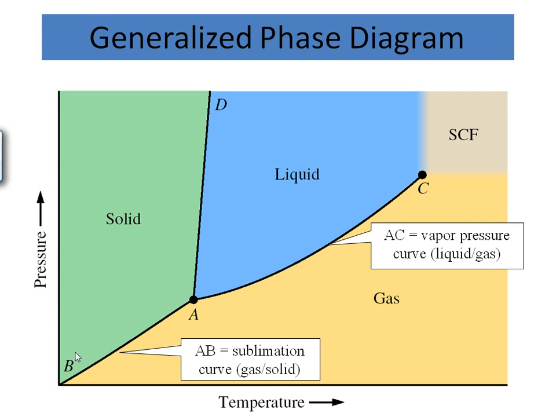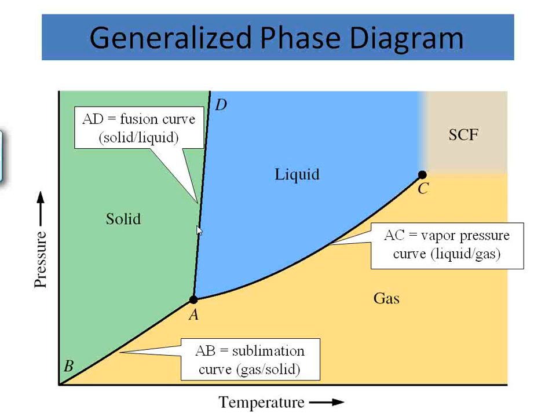Similarly, here's our sublimation line, the line between gas and solid. It's really sublimation if you're going from solid to gas, deposition if you're going back the other way. But basically the thing to remember is that both states can exist under these conditions. Okay, here's our fusion curve. Melting, freezing can occur along this line here.